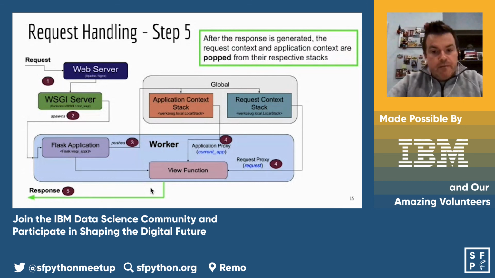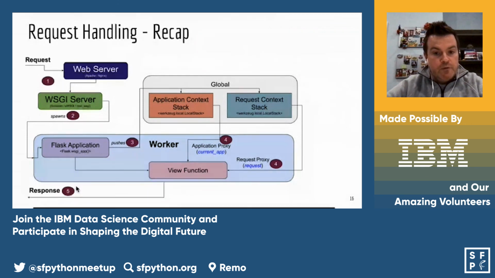Okay, so just to recap, it's a pretty confusing diagram. A request comes into the web server, and it gets sent to the WSGI server. The WSGI server spawns a worker to handle that request, which is your Flask application. The framework automatically pushes the application context and the request context onto their respective stacks. Then you use proxies within the view function to access those contexts. Once you're done using them, they get popped from the stack and the response gets sent out. So this is the whole request all the way through to the response.